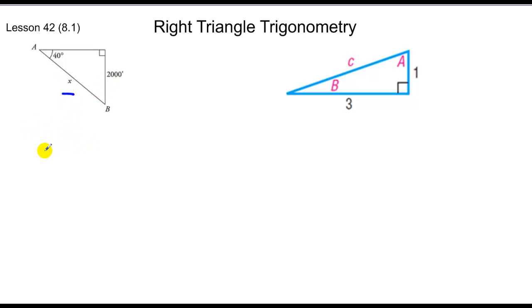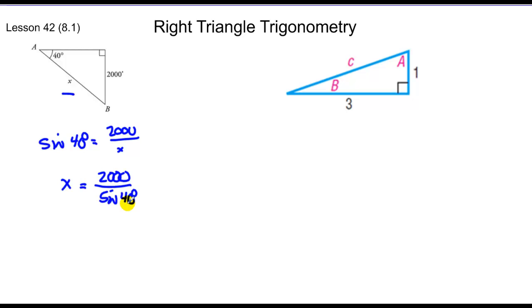So the opposite and the hypotenuse, that's sine of 40 degrees, is equal to the opposite side, 2000, over the hypotenuse, which is the unknown. We're going to multiply by x and divide by sine of 40, so x is equal to 2000 over the sine of 40 degrees.